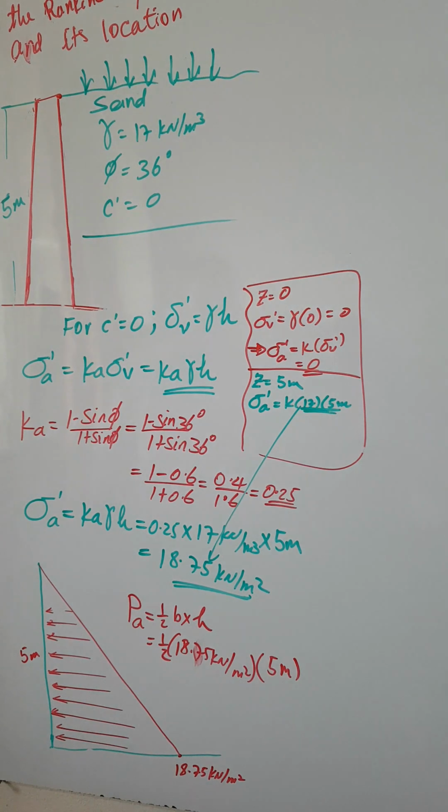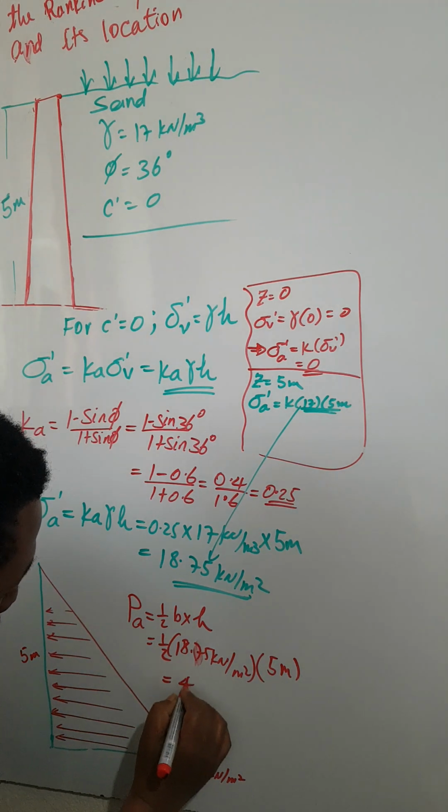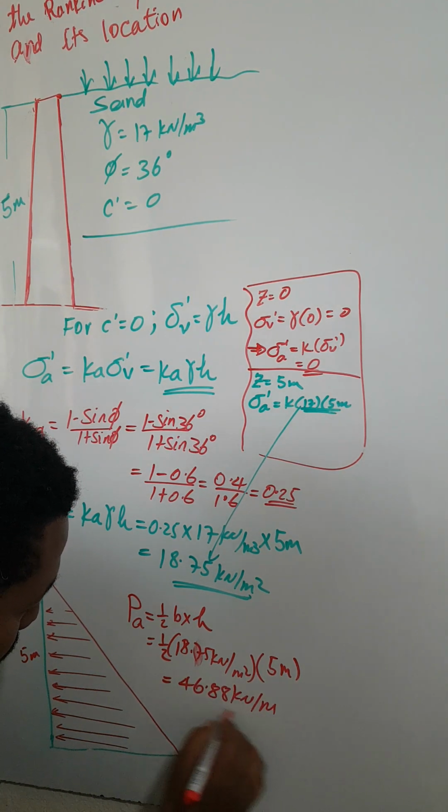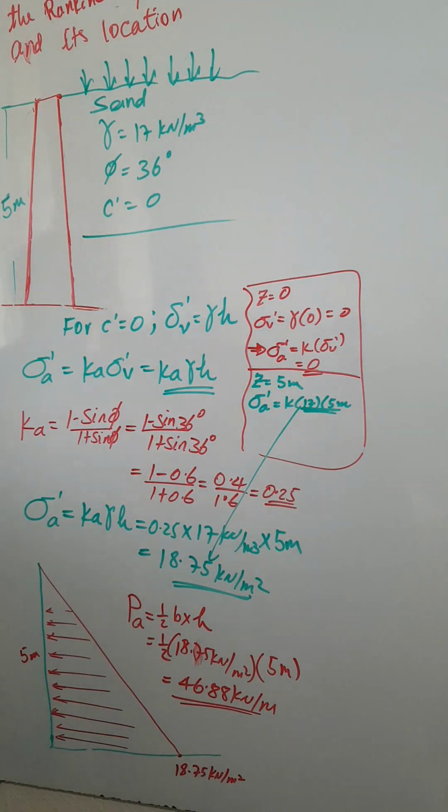The height is 5 meter. Okay, this is equal to 46.88 kilonewton per meter of force acting on the retaining wall. Okay, on the retaining wall.